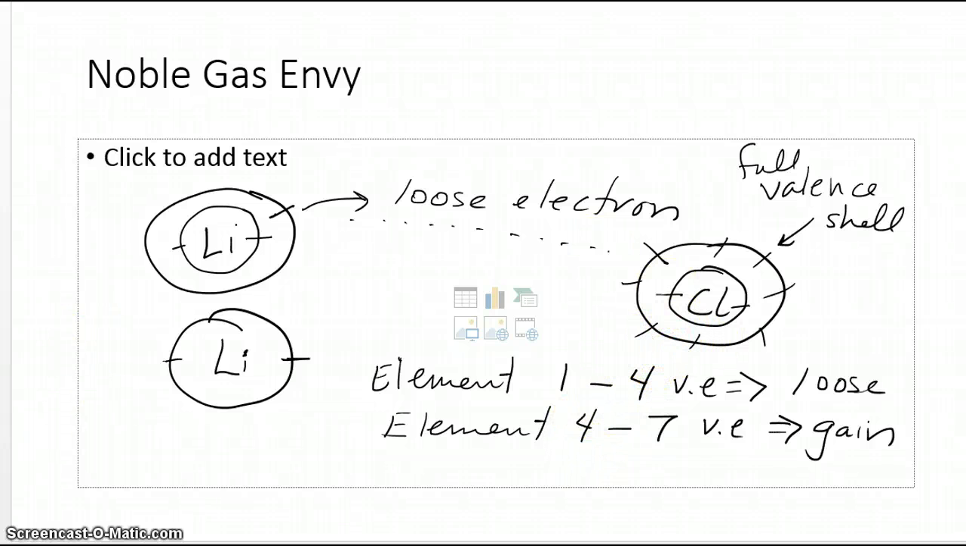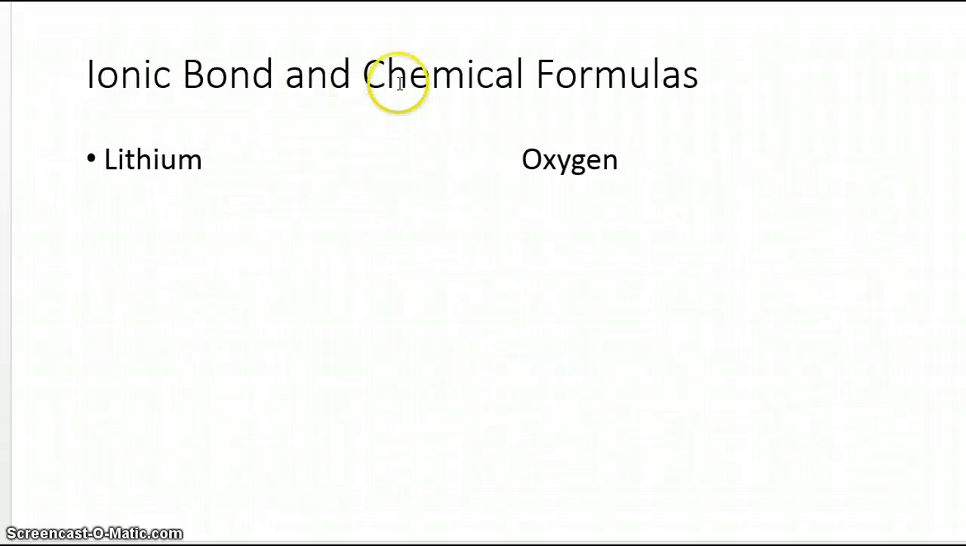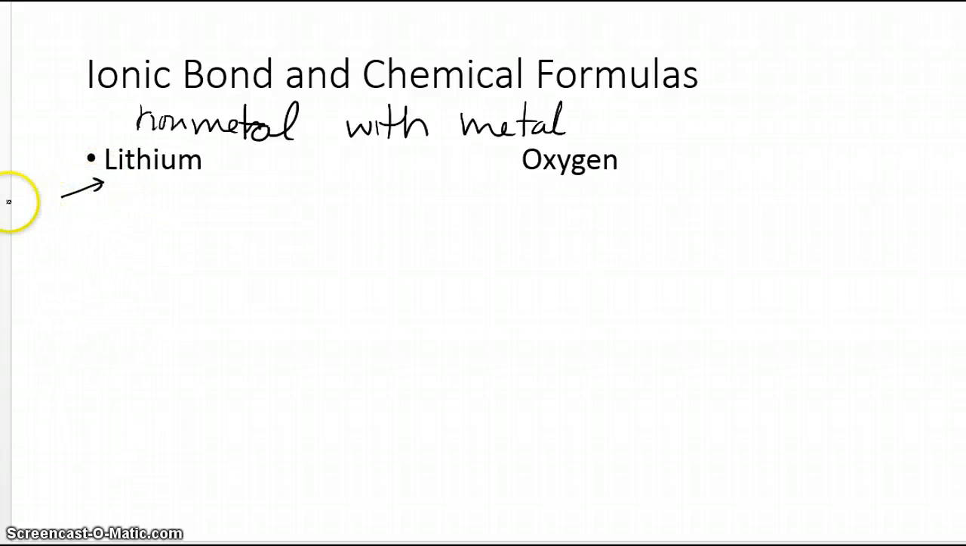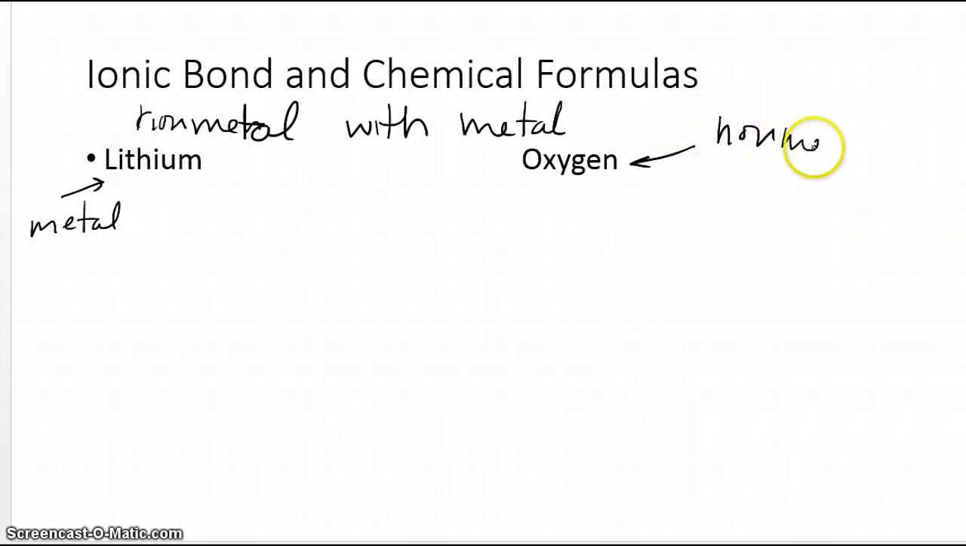So for the next part, let's see how we can actually have these chemicals bond. Now, to start off with, an ionic bond is the bond of a nonmetal with a metal. Okay, so here we have lithium. Lithium is a metal. And we have oxygen, which is a nonmetal. So when these two bond, they will form our ionic bond.